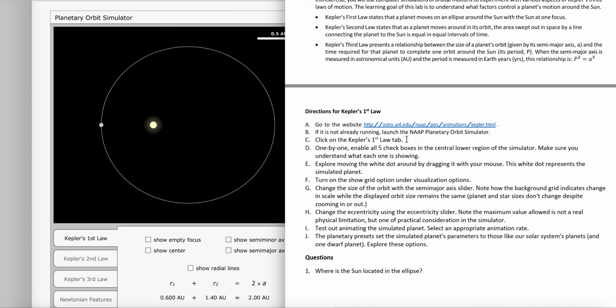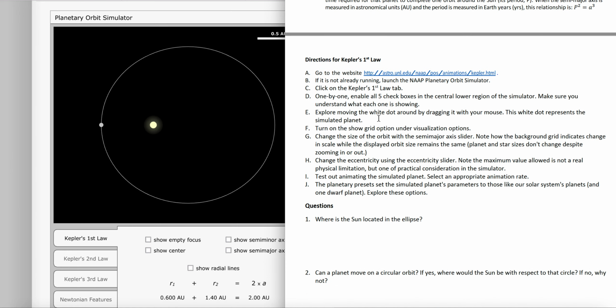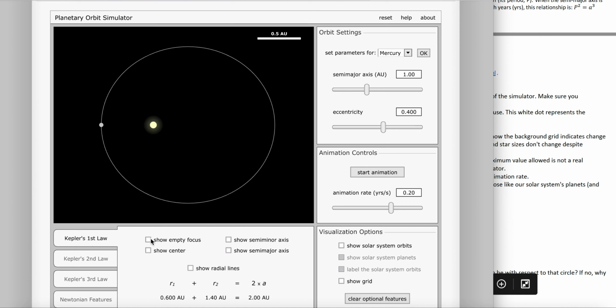But anyway, here we're going to click on the Kepler's first law tab. Then we're going to enable all 5 checkboxes in the central lower region of the simulator. We're going to explore them and understand what each of them means. Then we're going to explore moving the white dot around by dragging it with our mouse. So let's take a look at some of this. We're in the first law. I'm going to click all 5 boxes.